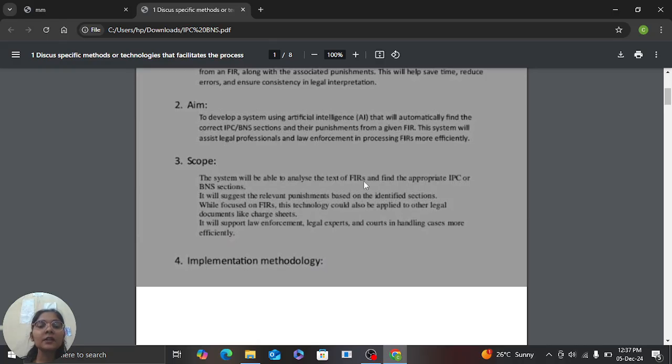Now the scope is also very vast. In the legal system it will help a lot the employees in the legal department, that means those who work for the police stations and so on, that take the complaints from common people, resolve these issues, and apply the appropriate IPC BNS sections on that complaint.